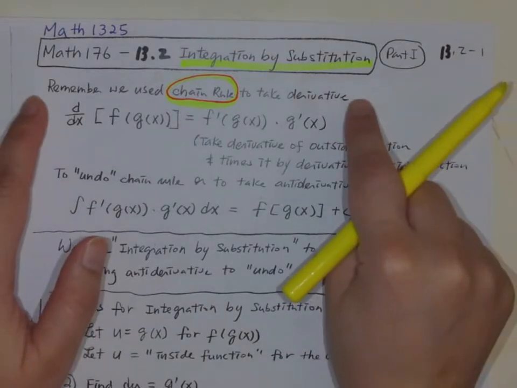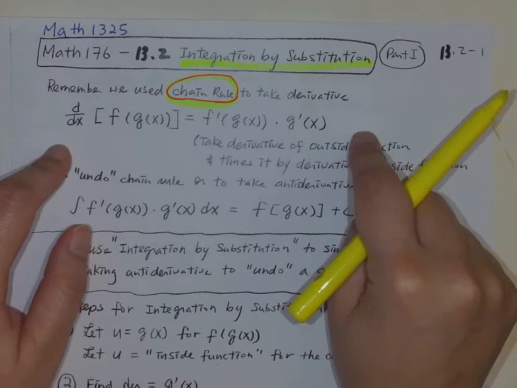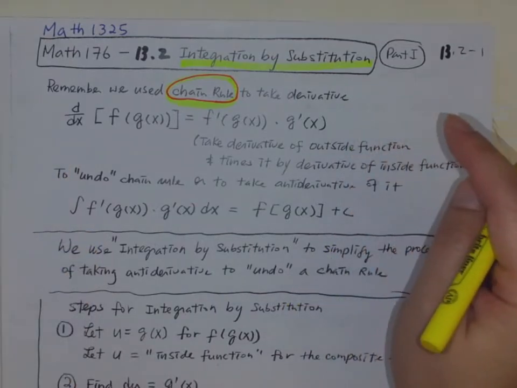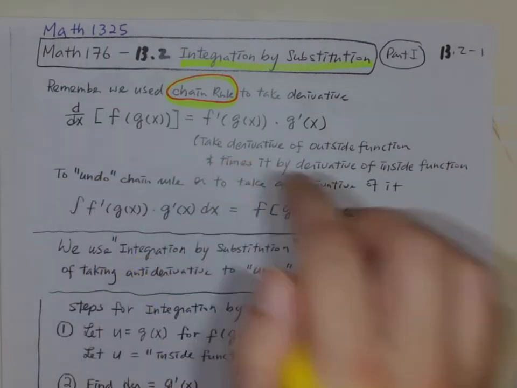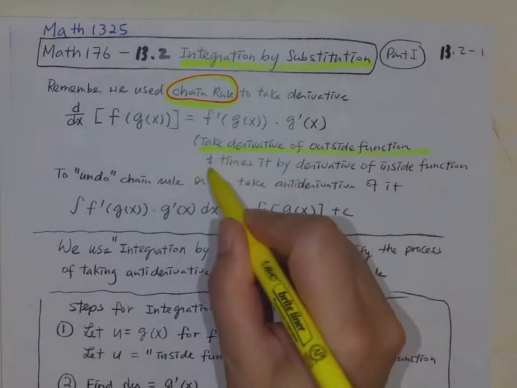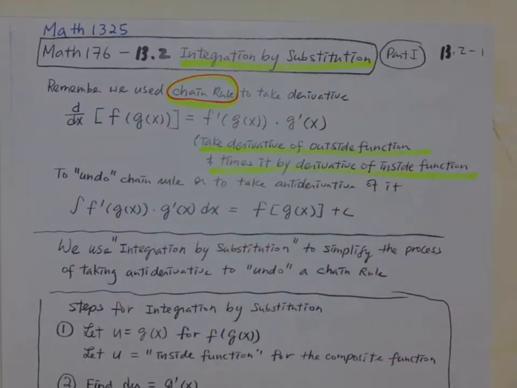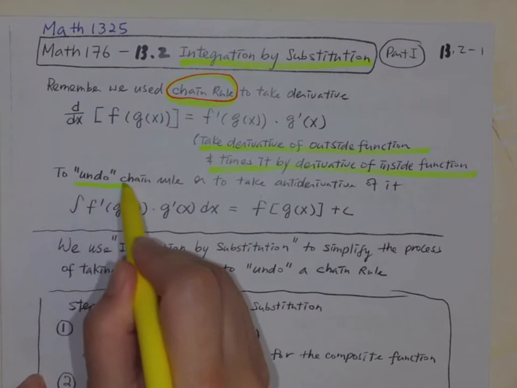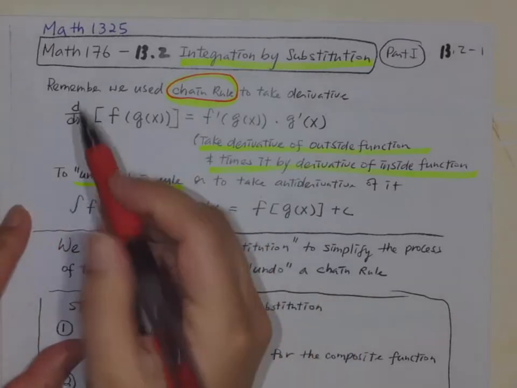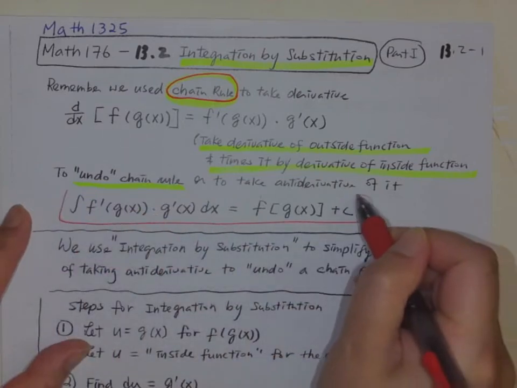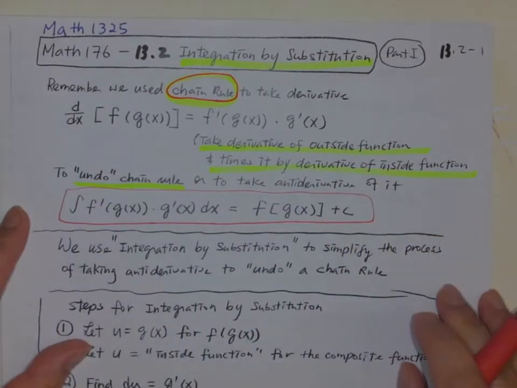So remember, we take the chain rule for the derivative, and this is a section that shows you how to undo it with the antiderivative. When you take a derivative using the chain rule, you take the derivative of the outside function times the derivative of the inside function, right? So this process helps you undo the chain rule. When you integrate the result of a chain rule, it will go back to the original function.